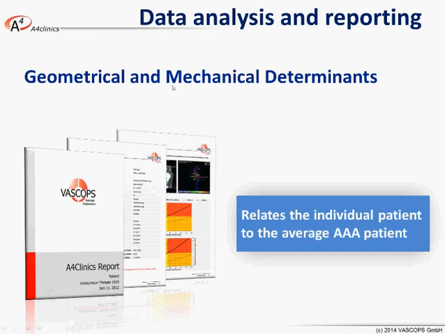So a tool extracts the most important geometrical and mechanical determinants and puts this into an analysis report, as you see here. And important is that the mechanical parameters are related to the individual patient, are related to the average aneurysm patient, so you get a relative risk assessment.